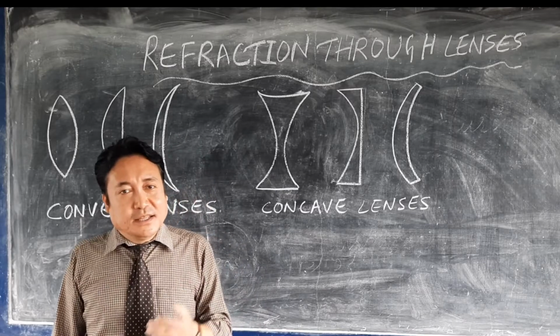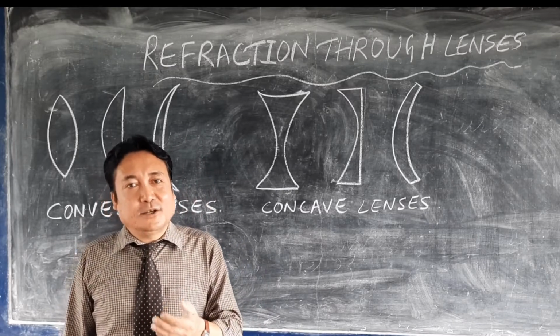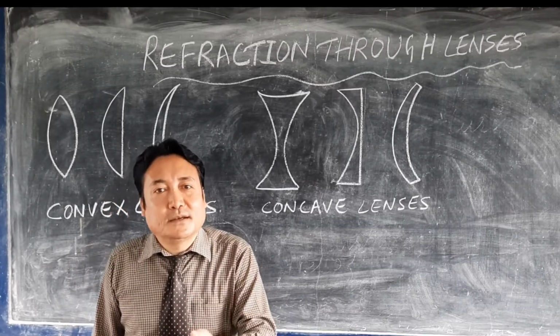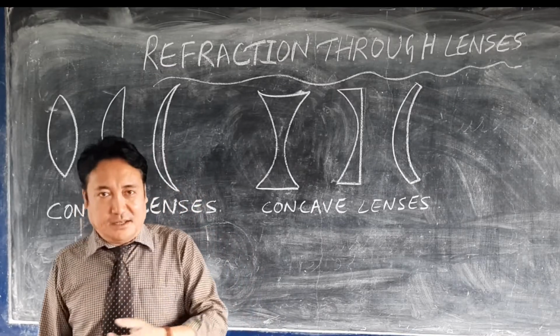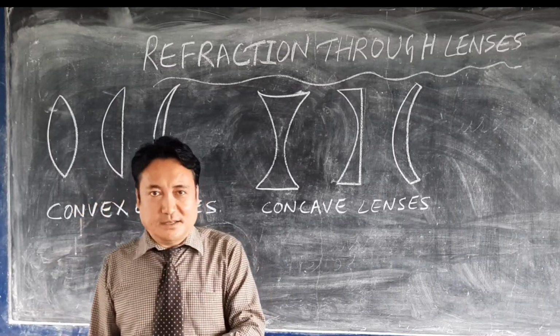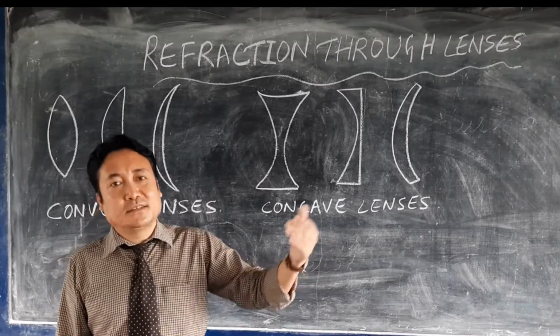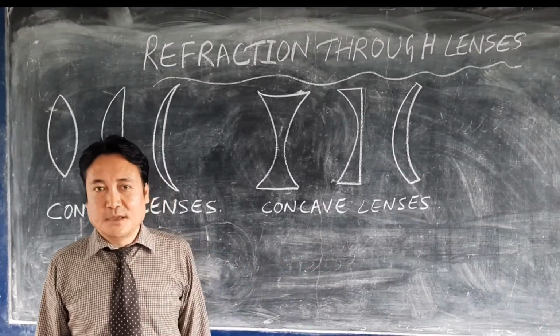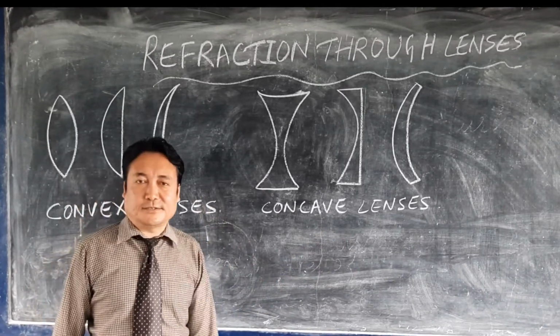So that is why lenses are called optical material. It's not an instrument, it's an optical material. These are optical materials which are used in some optical instruments. Now let us come to the definition of lens.